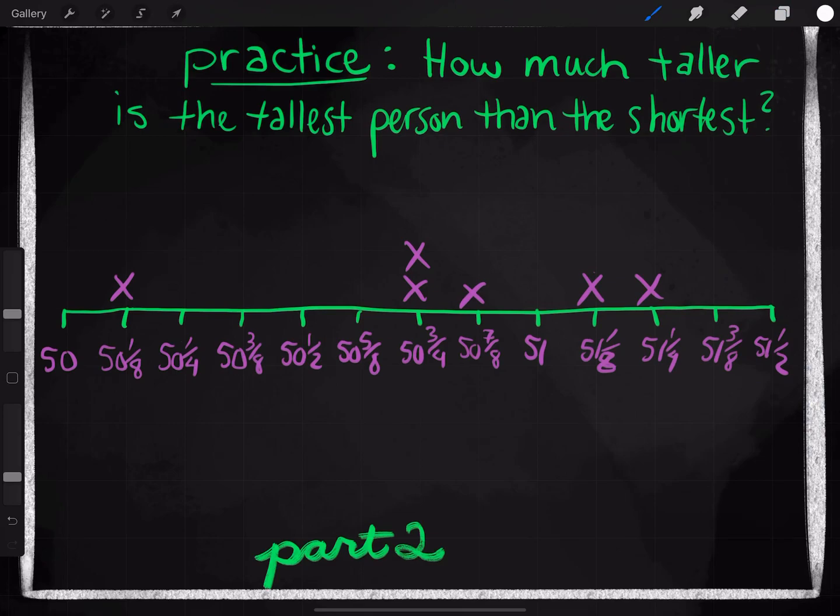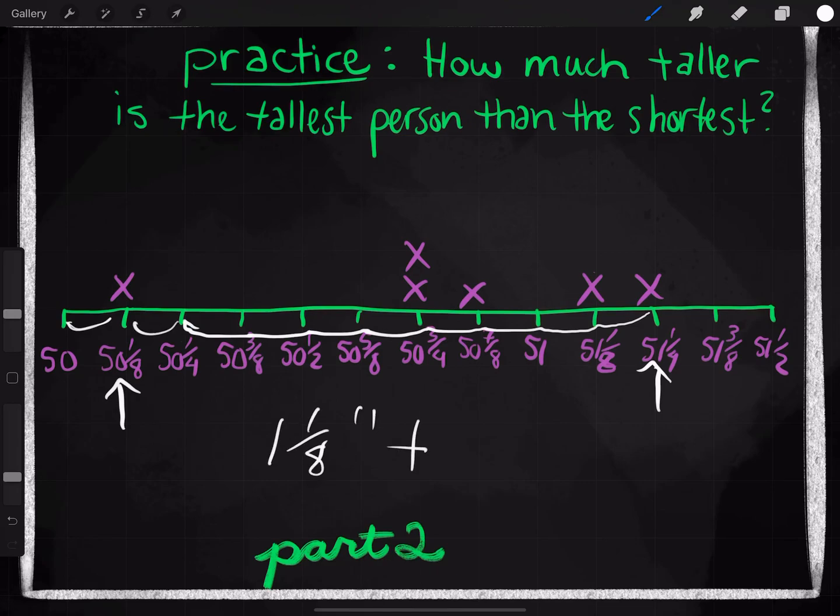And now we have one last one, but with eighths instead of fourths. So each of these little jumps is 1/8. So here's our tallest person. Here's our shortest person. Okay, so we want to go 1/8, 2/8, 3/8, 4/8, 5/8, 6/8, 7/8. Okay, there's 1 and 1/8, 1 and 1/8 inches taller. So looking at the number line can be a really short way of doing that subtraction.